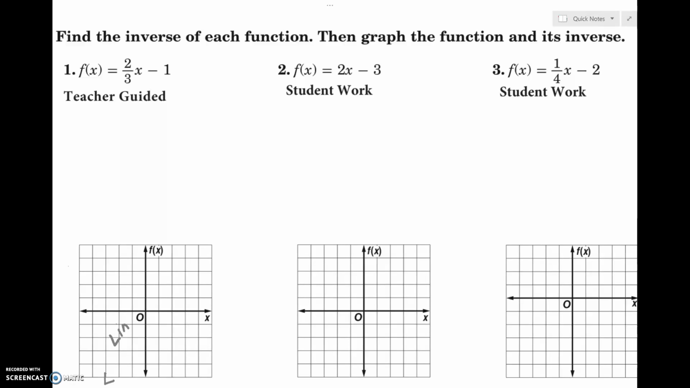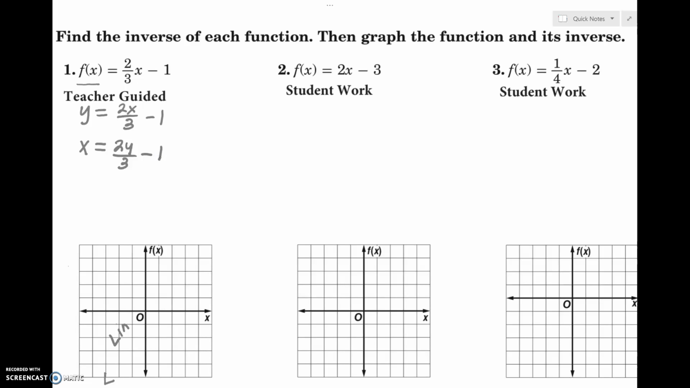What we're going to do today is we're going to find the inverse of equation 1, and then we're going to graph the inverse. We start off by replacing f of x with y, so we have y equals 2x over 3 minus 1. To find its inverse, we know that we're going to have to swap the y and the x variable. So we start off with x equals 2y over 3 minus 1.